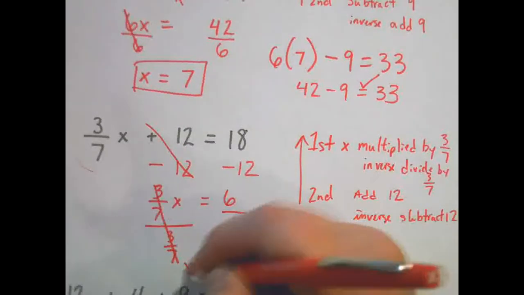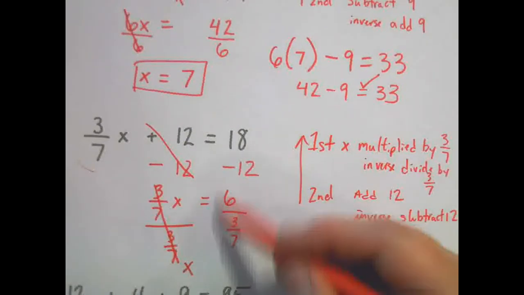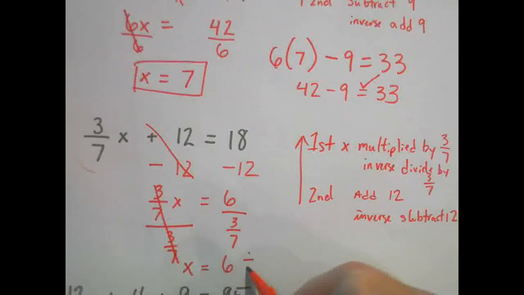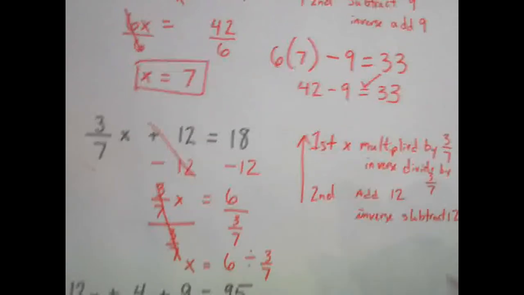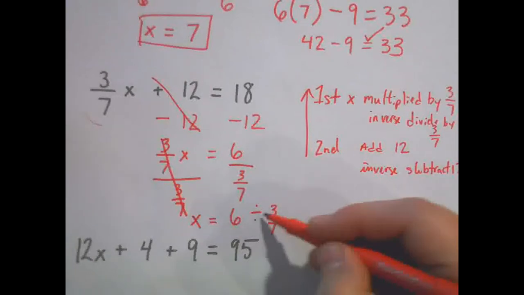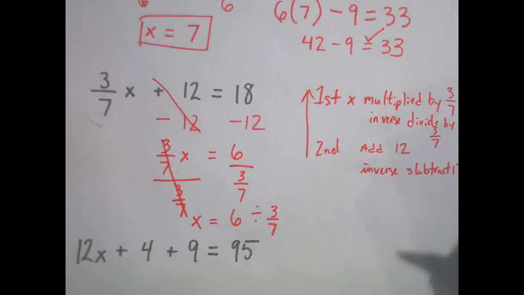I'm left with x on this side and a division problem over here: 6 divided by 3/7. All right, again, not too bad. Let me slide this up a little bit. When I divide by a fraction, I multiply by its reciprocal.